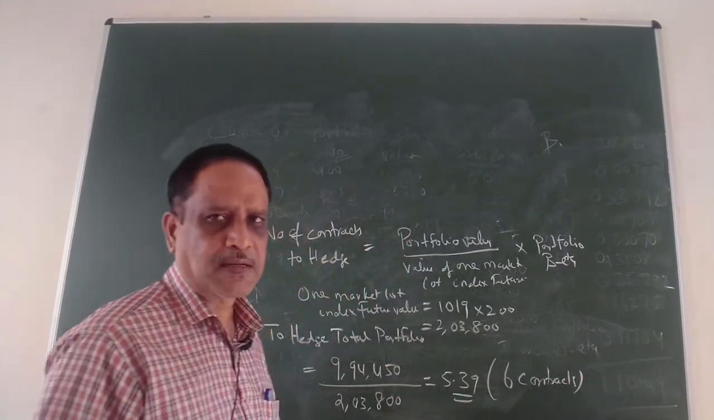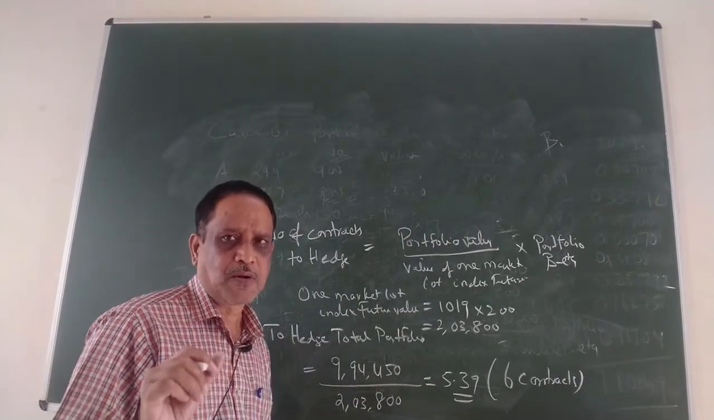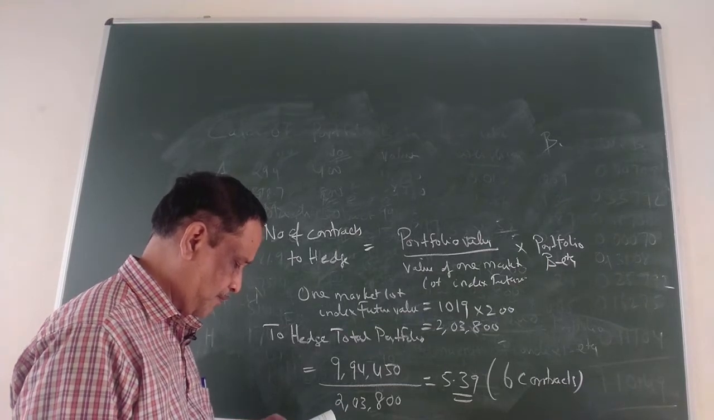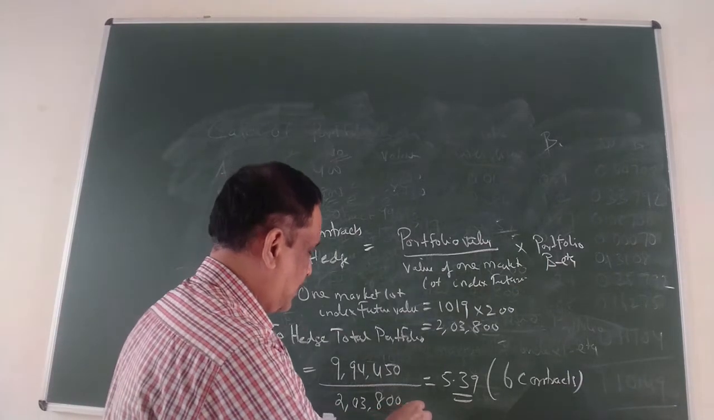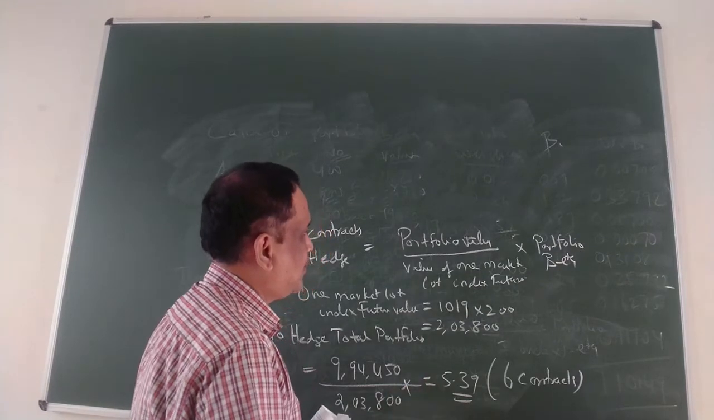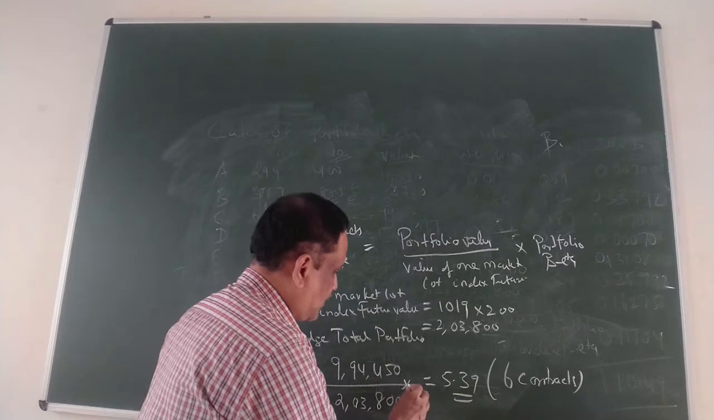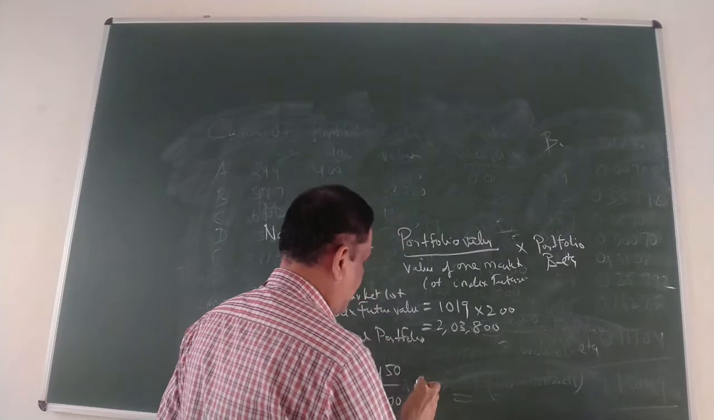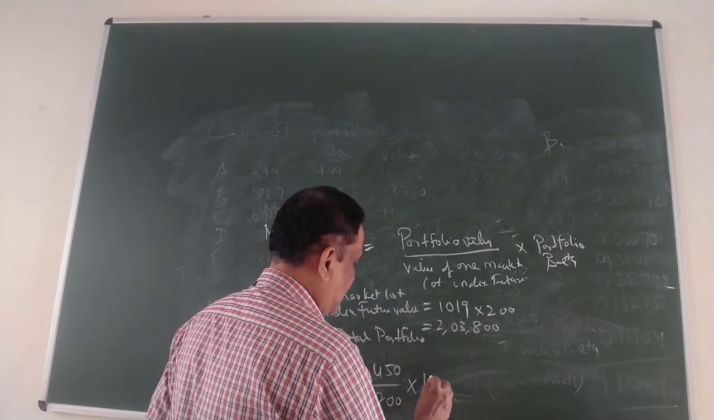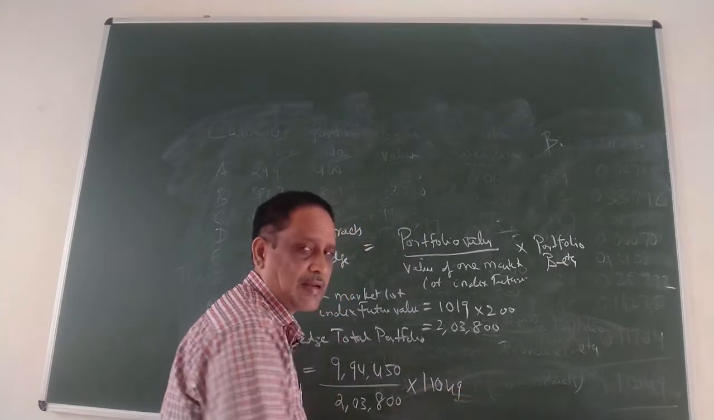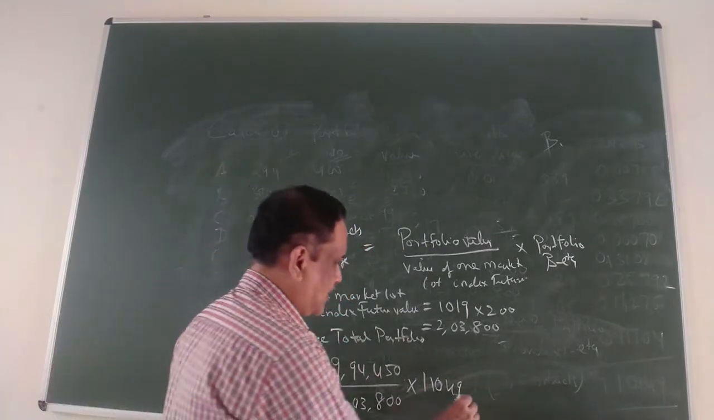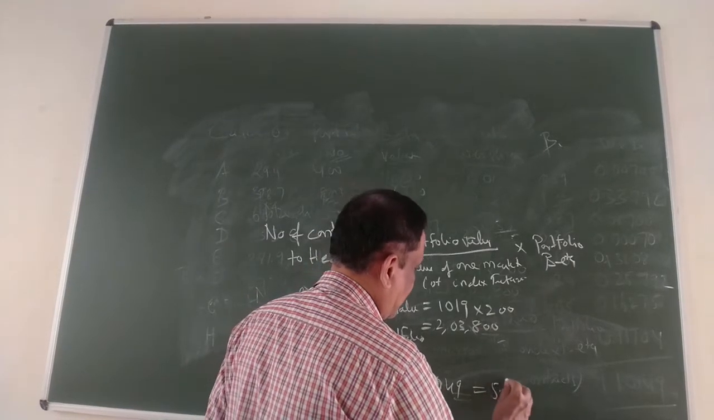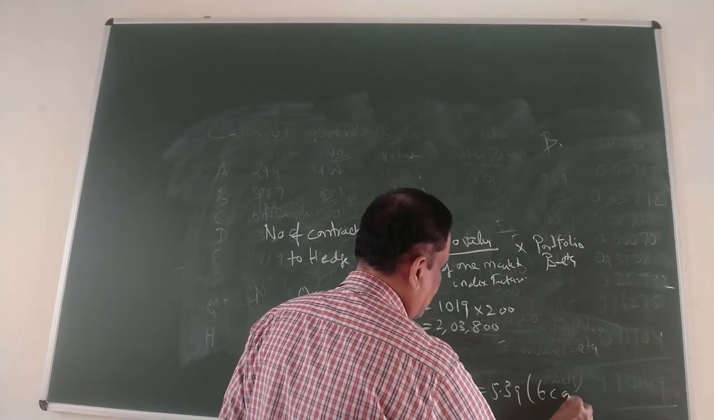So if you hedge 6 contracts to cover your total portfolio, you multiply by the portfolio beta, which is 1.0149, which we have calculated in the first step. So that would be 5.39. So 5.39 is 6 contracts.